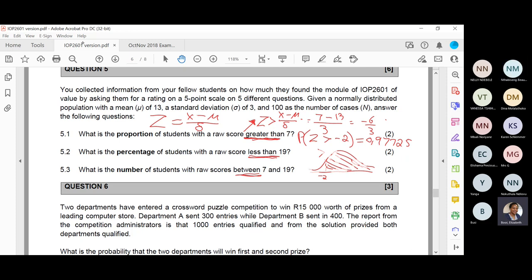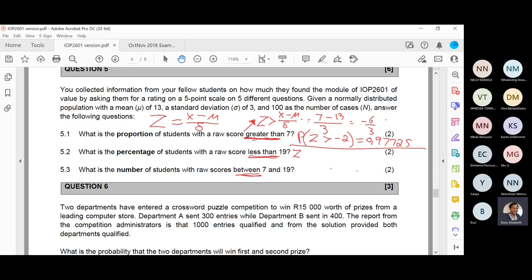So let's go to the next one. I'm also going to run out of space here. I'll see how I can squeeze it in. So that was number one. So number two, which is your Z less than 19.